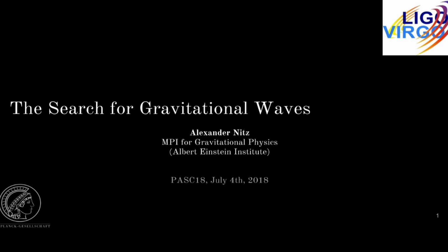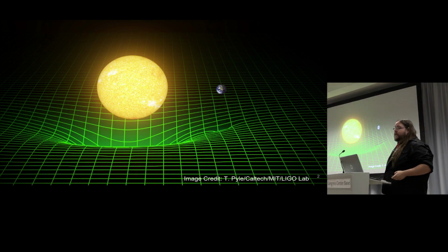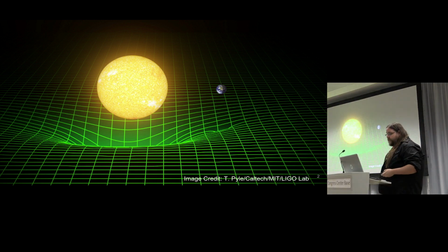So to get things going here, what are gravitational waves? We know in general relativity that mass will bend space-time, and if you get masses that are orbiting around each other, they will in fact emit gravitational waves.